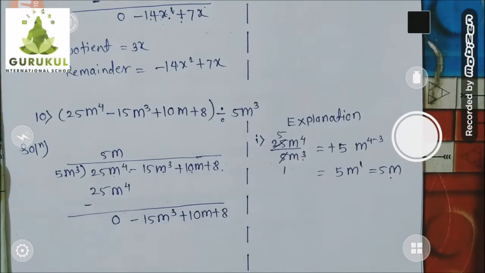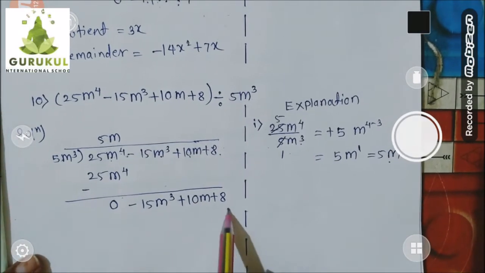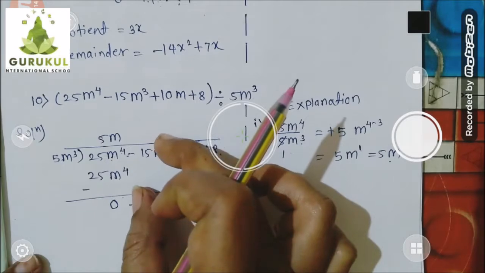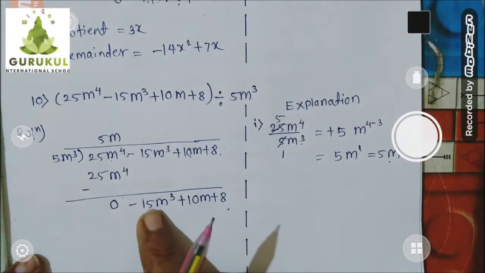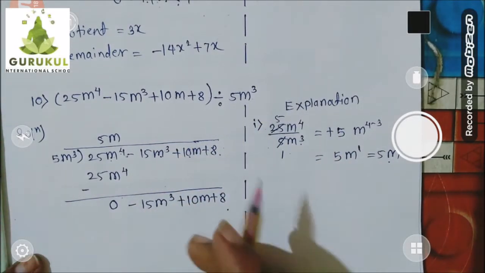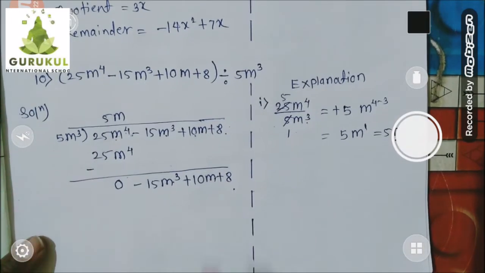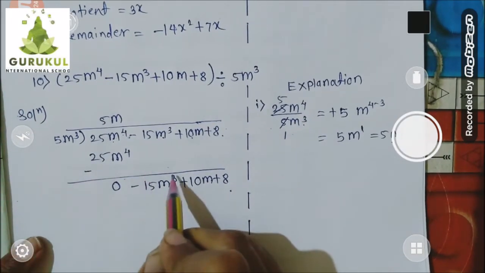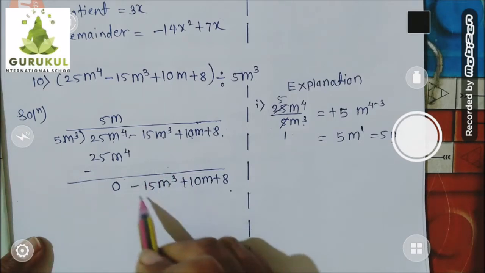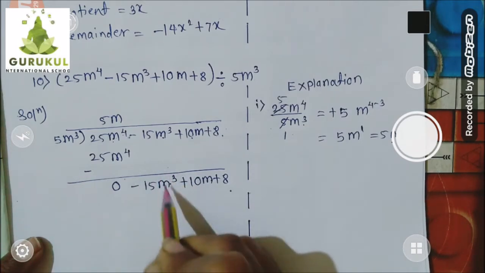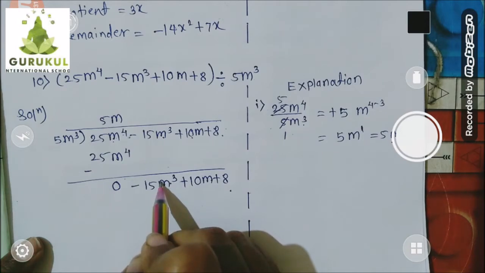Children, again here you have to check whether it is in descending order of power. Same things you have to repeat, whatever you did over here. Is it in descending order of power? Yes: m raised to 3, m raised to 1, m raised to 0. Okay. Then let's take the term for division which contains the highest power. So minus 15m cube I will consider for division.